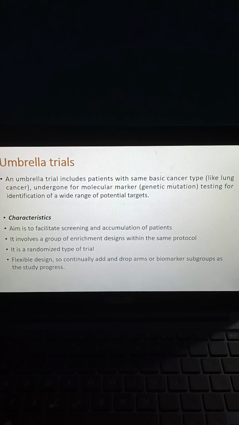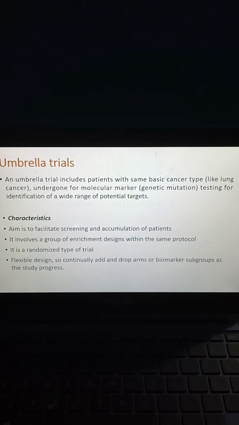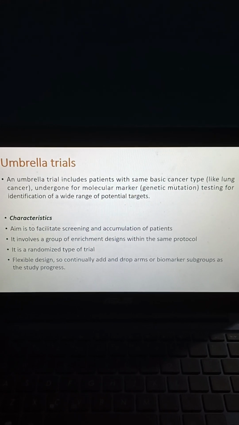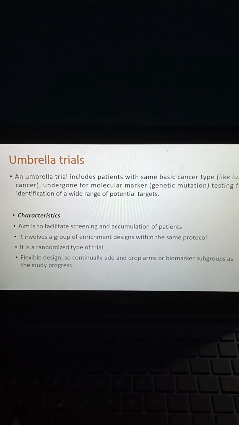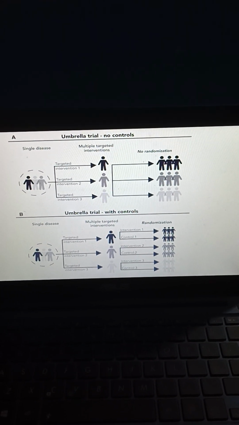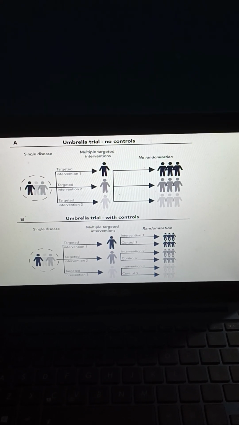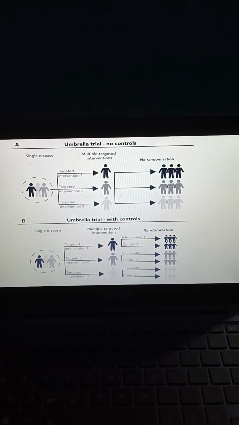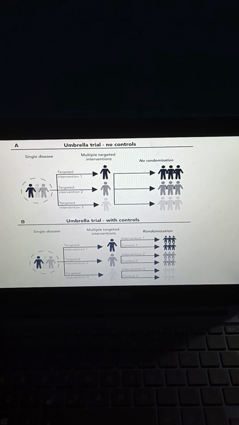It is a randomized type of trial. Flexible design, so arms or biomarker subgroups are continually added and dropped as the study progresses. Umbrella trial, no controls: single disease, but different interventions like intervention 1, intervention 2, intervention 3, multiple targeted interventions, and no randomization.